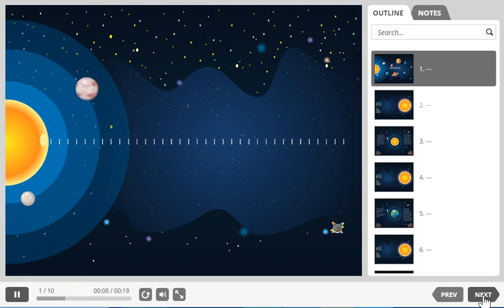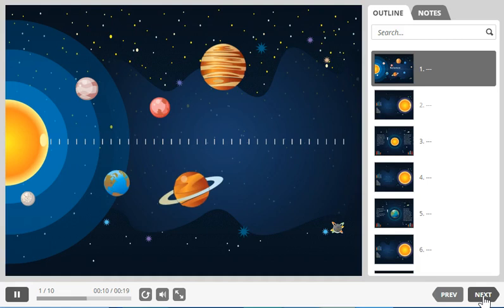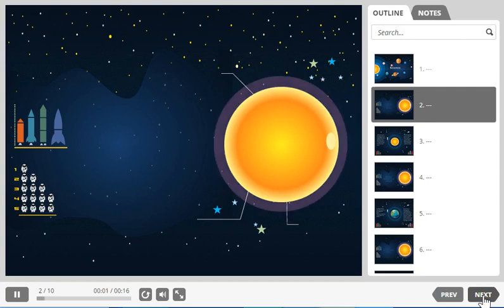Today we're going to be exploring the sun. Did you know that the sun accounts for 99.96% of the mass in the solar system? Let's have a look at why it is so important to Earth. Over 1 million Earths can fit inside the sun. The sun is almost a perfect sphere and it travels at 220 kilometers per second.